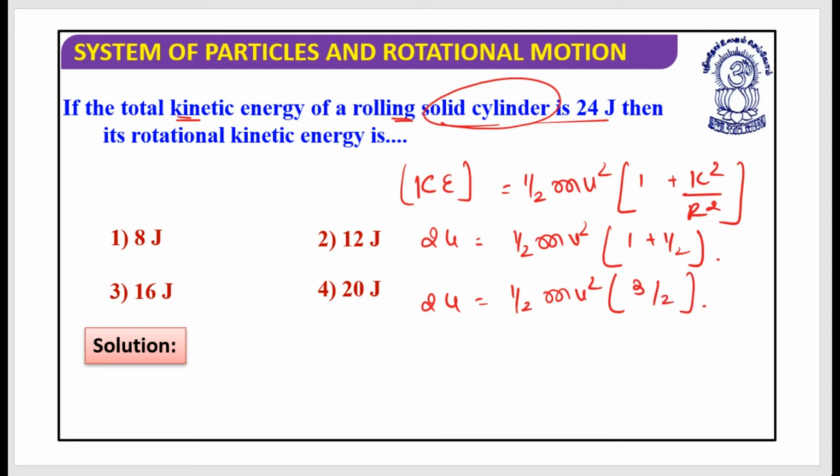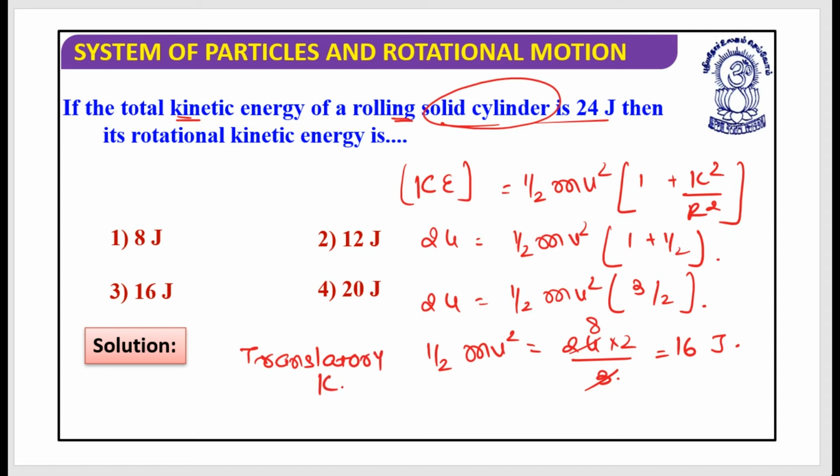That could be written as 3 by 2. So this is half mv square, which equals 24 into 2 divided by 3. It's 16 joule. But this is translatory kinetic energy.